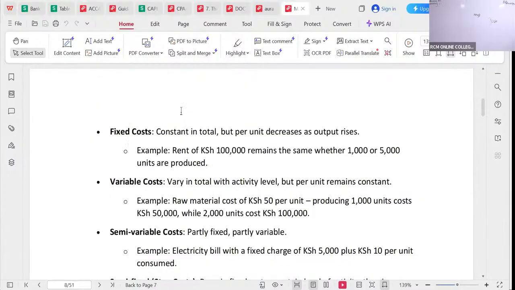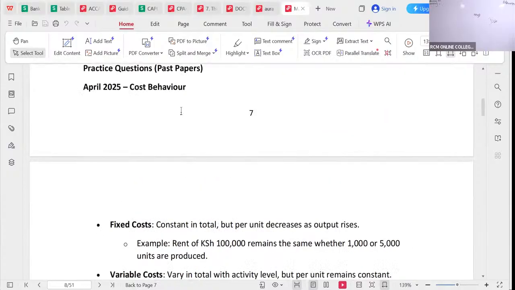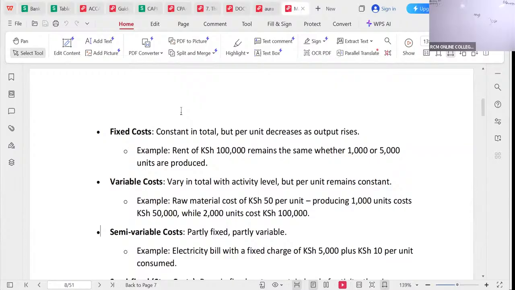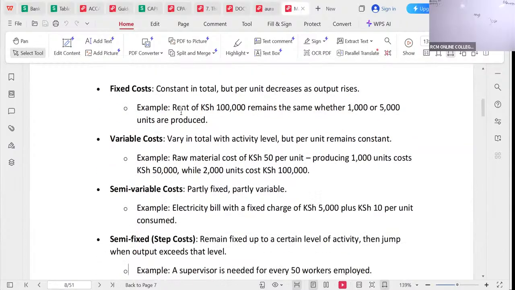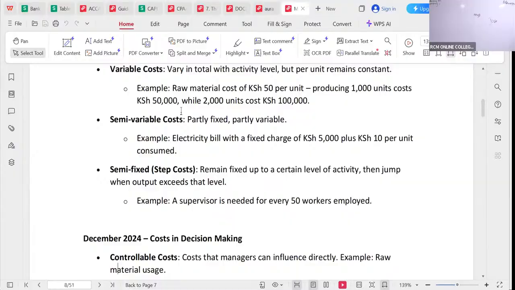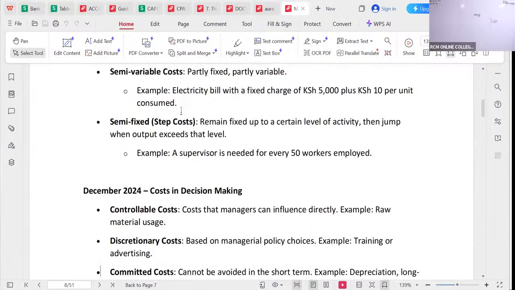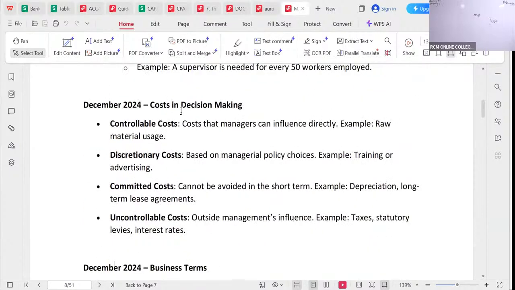But basically they asked us about cost classification in accordance to behavior, of which we have fixed costs, variable costs, semi-variable, and semi-fixed, also called step costs. Then we have costs in decision making, where we have controllable costs, discretionary costs, committed costs. Controllable costs are those costs that managers can influence directly. Example, raw material usage. Managers can say, this year we are using this quantity of materials. Discretionary costs are based on managerial policy choices.